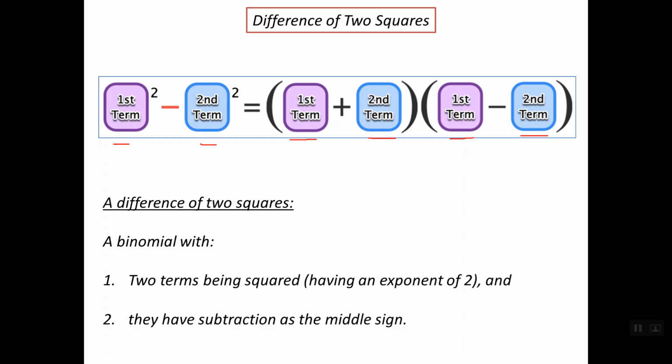So we have a binomial, we have two terms. These two terms are squared, which means that they have an exponent of 2, and because the sign in between is the subtraction.